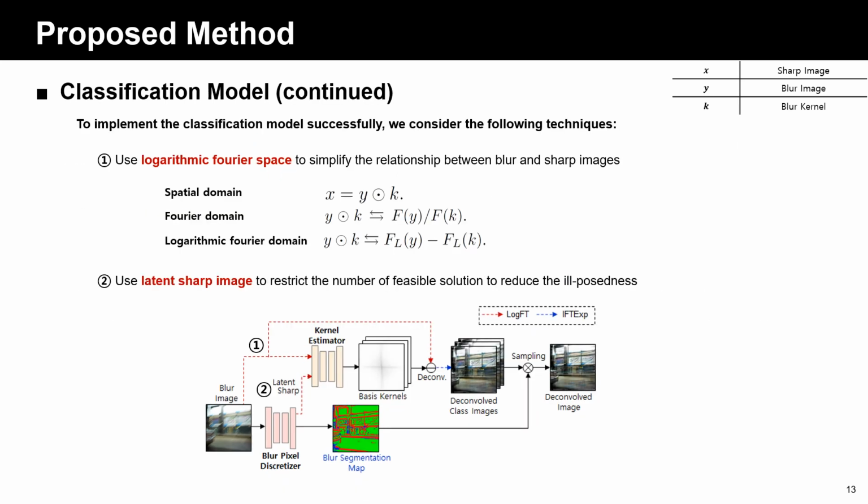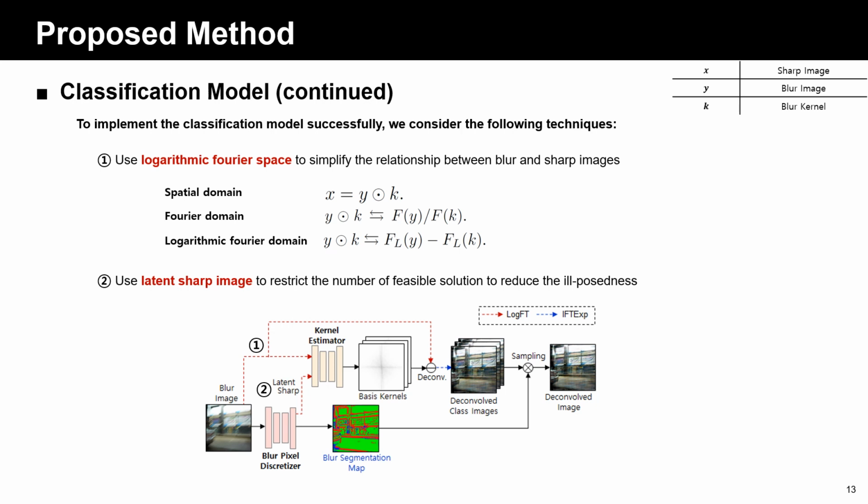We have explained how our classification model works. In this slide, we investigate better implementation of training our classification model. Since the deblurring task is an ill-posed problem, we introduce two key techniques to reduce the ill-posedness.